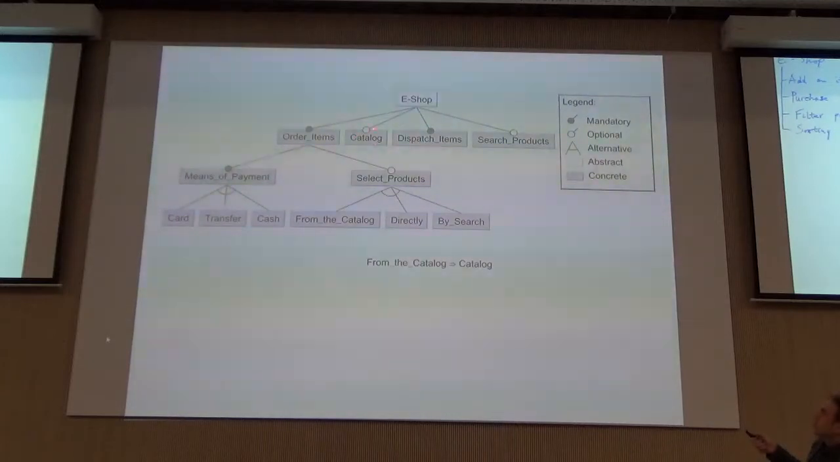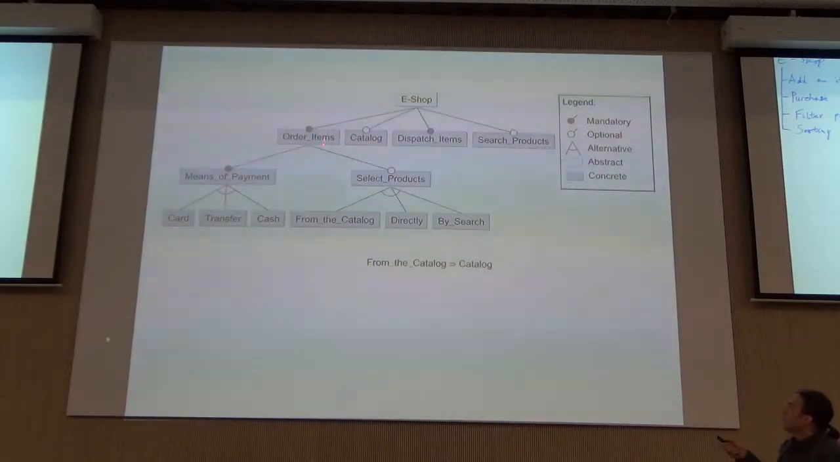All your eShop systems will support some kind... No, they will not support the custom. Dispatching items is like making the purchase and finishing the purchase, like dispatching to the customers. Search products is also an optional feature for us, as well as catalog. Maybe we do not need these with the most simple kind of eShop systems that we will sell.